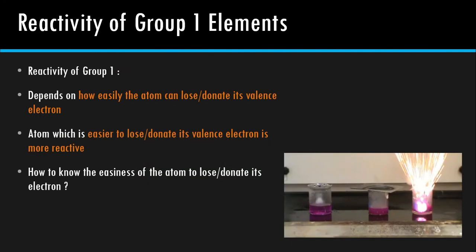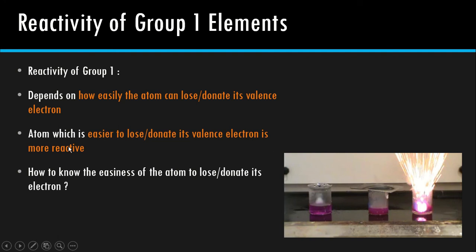So the reactivity of the group 1 element, this is the most important thing in 4.4. Dia punya reactivity, kereaktifan group 1. So dia cakap depends on how easy the atom can lose or donate its valence electron, bergantung pada tahap kesenangan dia untuk dia hilang ataupun derma dia punya elektron. Atom which is easier to donate or lose electron, its valence electron is more reactive.